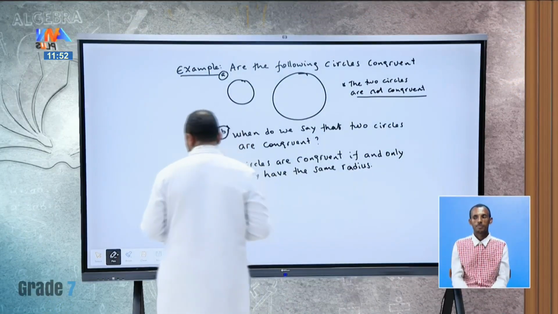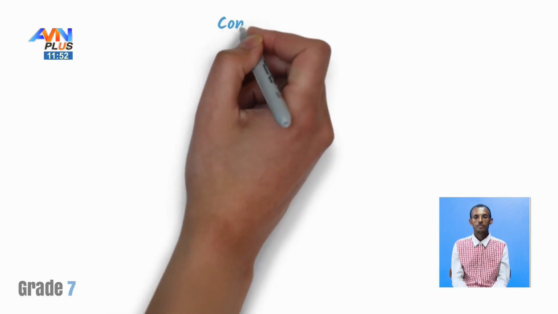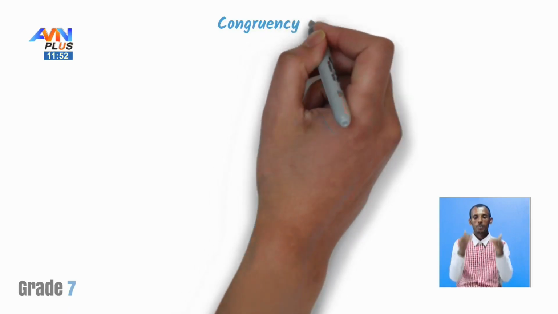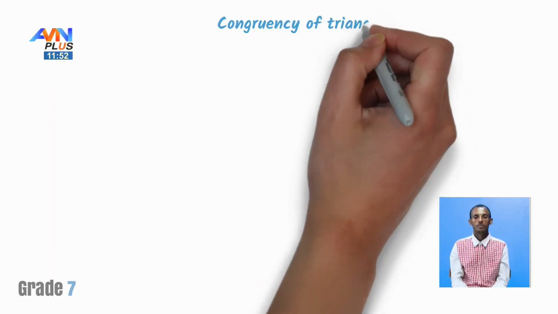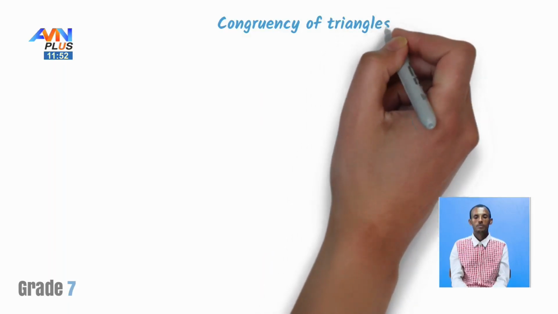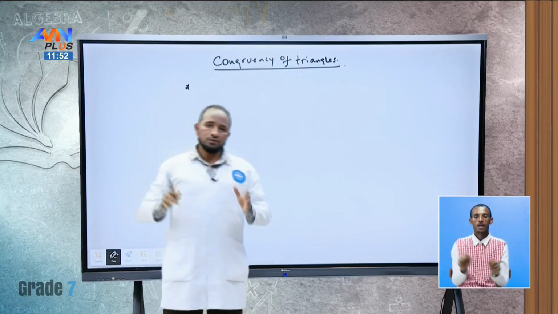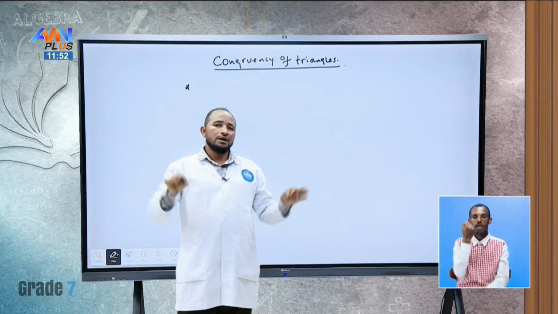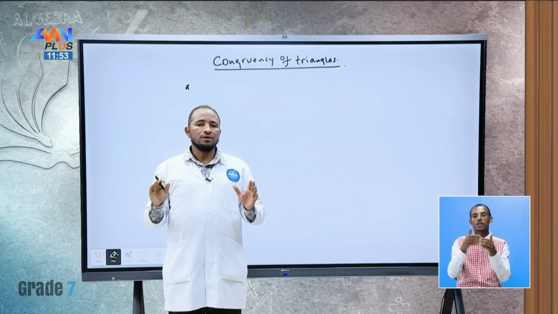Congruency of triangles. Two triangles are said to be congruent if and only if their corresponding angles and their corresponding sides are congruent.